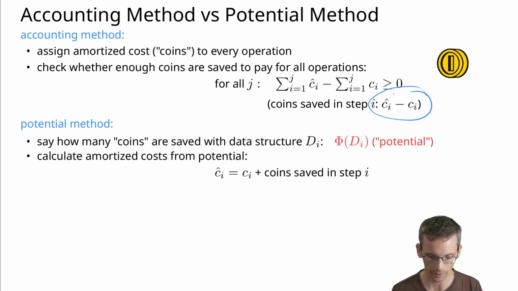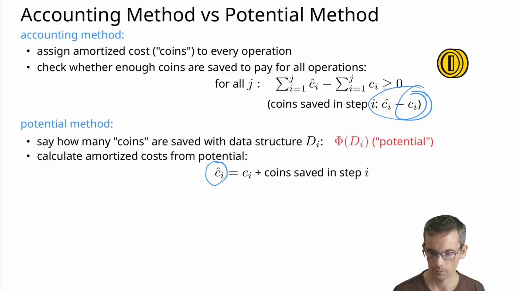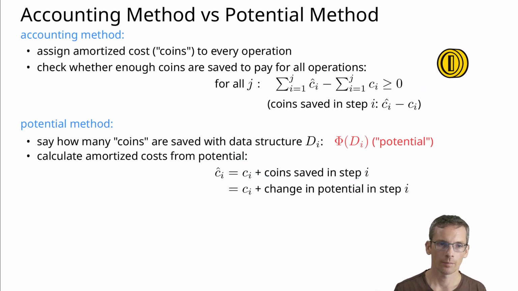So that's what we're saving. If I bring the minus ci onto the other side, what I have is that the amortized cost for the ith operation is the actual cost plus the coins saved in step i. The coins saved in step i can be expressed differently, namely, that is the same as the change in the potential.